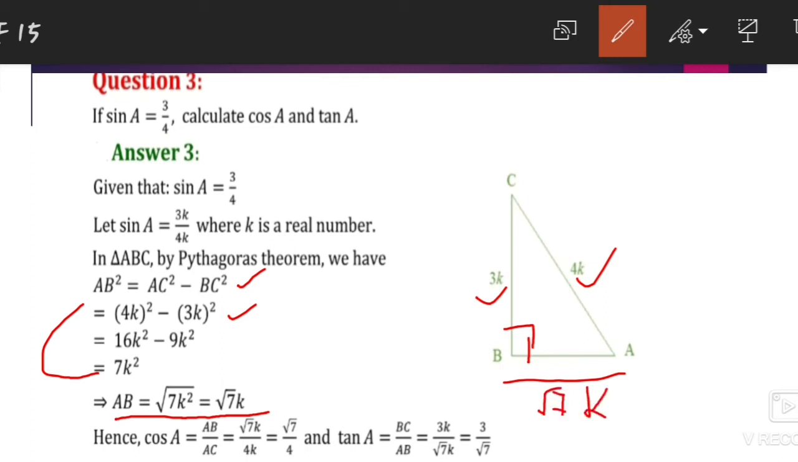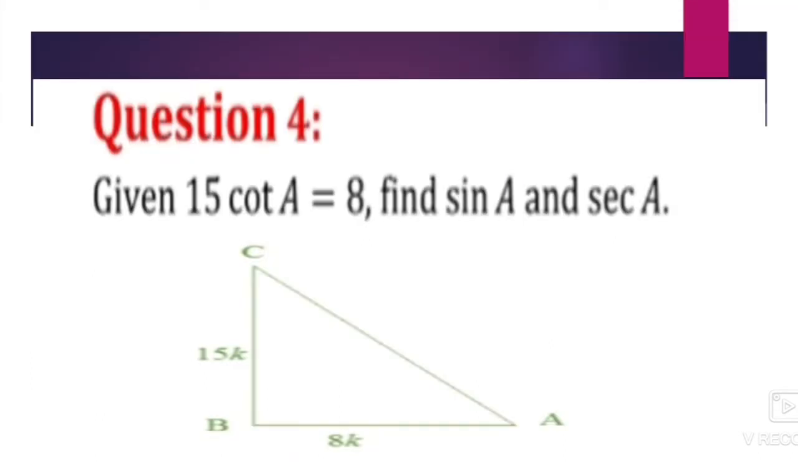Now you have to find cos A. Cos A means adjacent by hypotenuse, that is AB by AC. Put the values of AB and AC, and you will get root 7 by 4. Similarly, tan A is opposite side by adjacent, that's BC by AB. Put the values, and you will get 3 by root 7. In this way we solve question number 3.